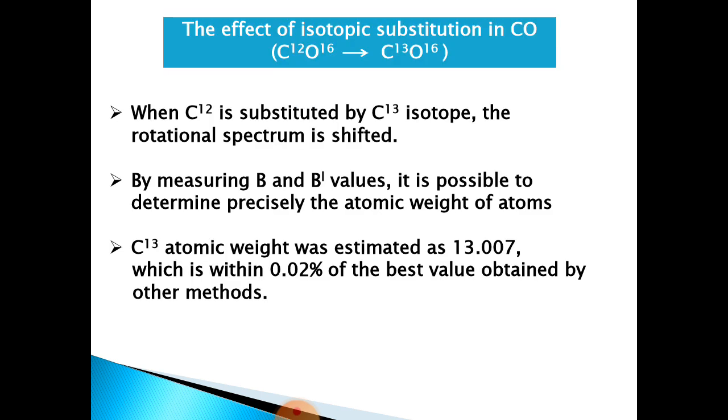The effect of isotopic substitution in carbon monoxide molecule. When C12 is substituted by C13 isotope, the rotational spectrum is shifted. By measuring B and B dash values, it is possible to determine precisely the atomic weight of the atoms. The atomic weight of C13 was estimated as 13.007, which is within 0.02% of the best value obtained by other methods.